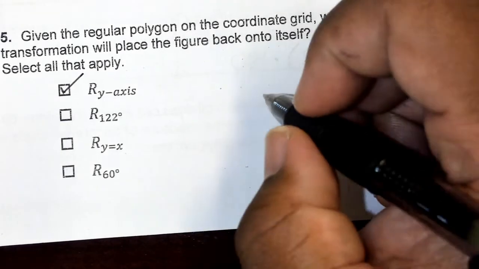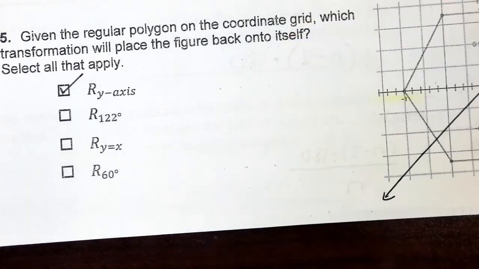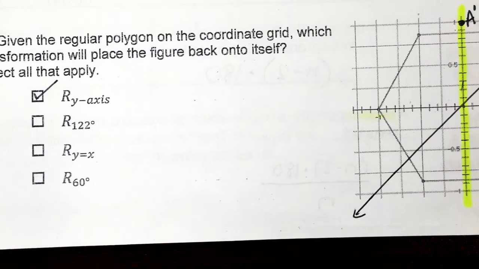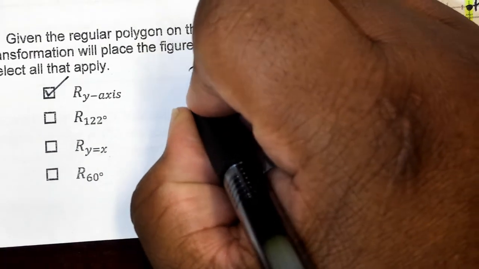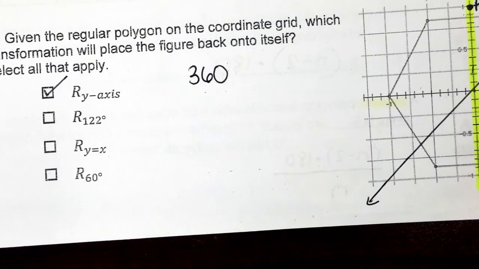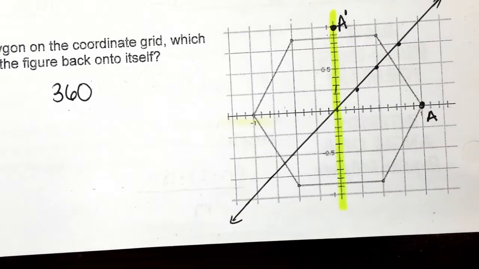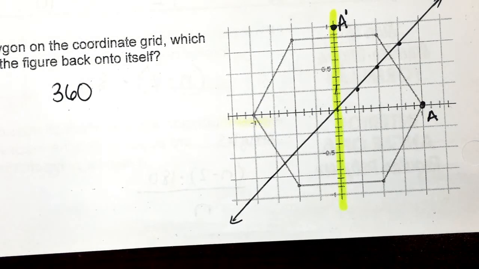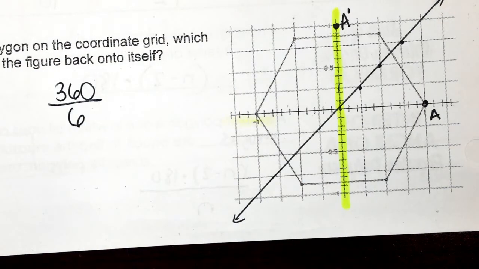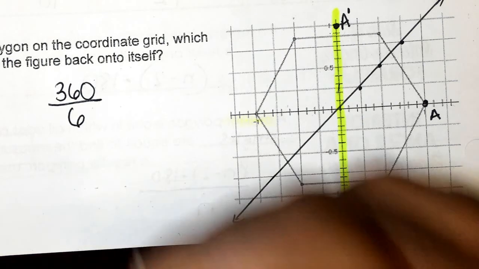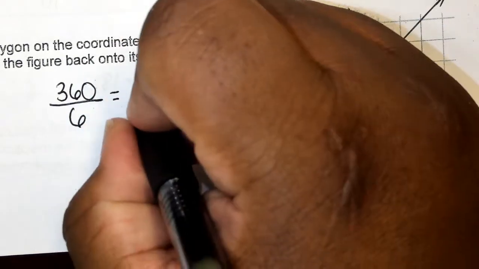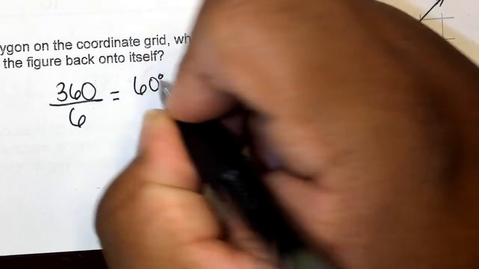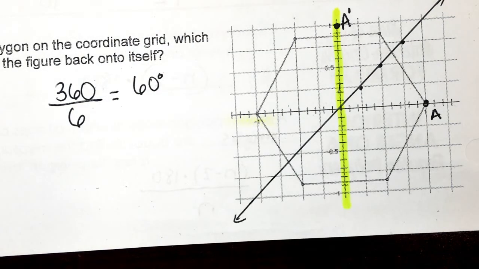To figure out what rotations it can do, first you need to start with what you should know. What's a full rotation? 360 degrees. Let's start there. To figure out what rotations this figure can do, I'm going to go by the number of sides that it has. It has how many sides? 6. That means 6 different rotations this figure can do to land on itself. I'm going to figure out where they are. 360 divided by 6 is what? 60, right? What that's telling me is every 60 degrees this figure will land on itself.